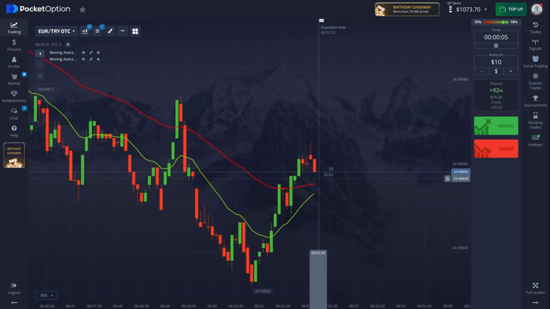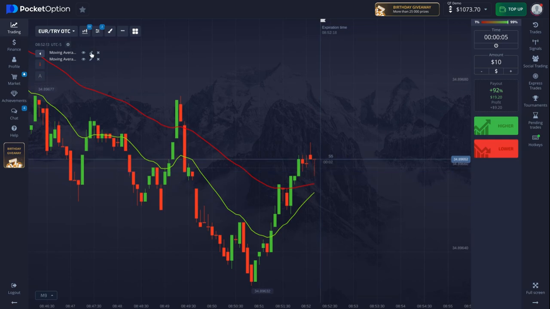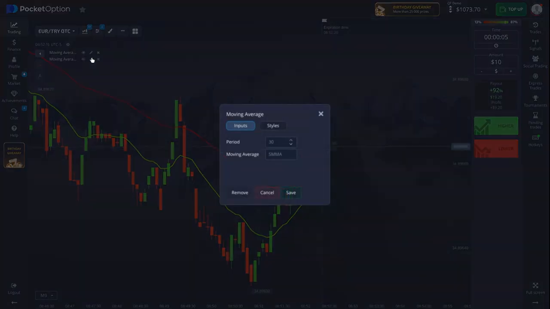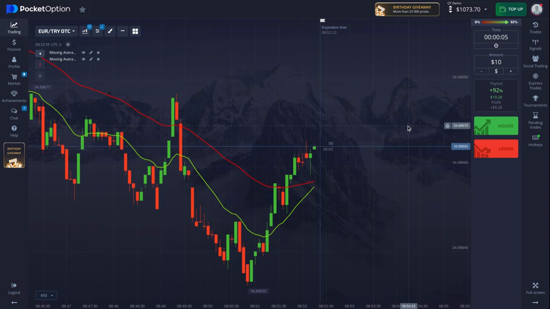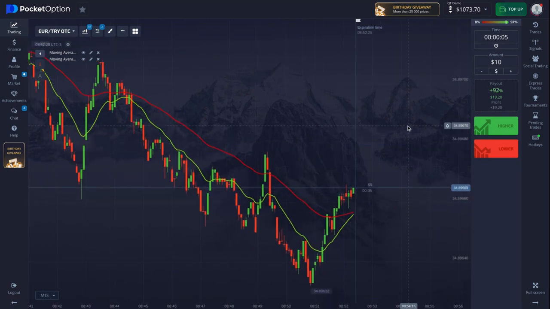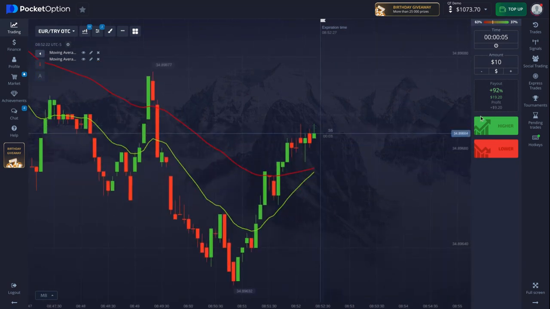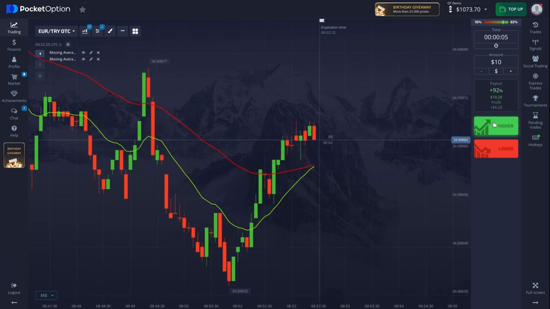Okay, we're going to try to capture a moving average crossover here. A 10 smooth versus a 30 smooth. 5-second candles, 5-second expiry. Multiple buys in the crossover. A demo account at 1073.